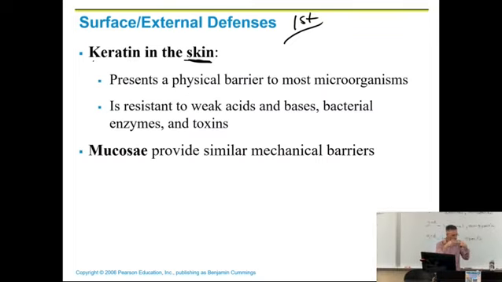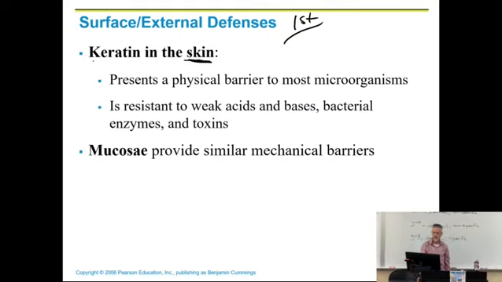So it holds those cells together, makes it tougher, and it can be resistant to different types of chemicals. So it's almost like when we put gloves on when we do a dissection. So the keratin there is a protein, it's a molecule, but it's part of the skin that gives it its protective qualities. Okay?